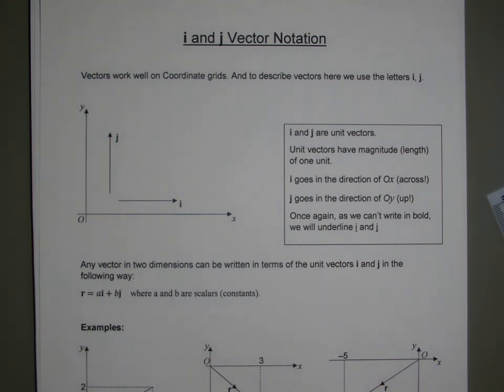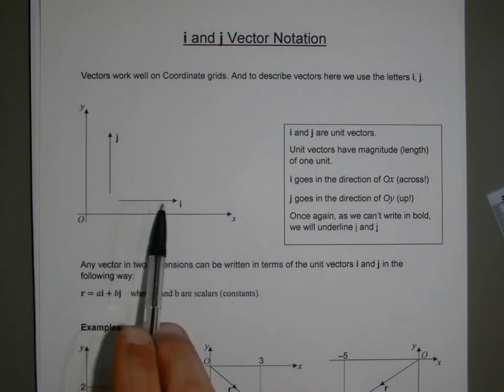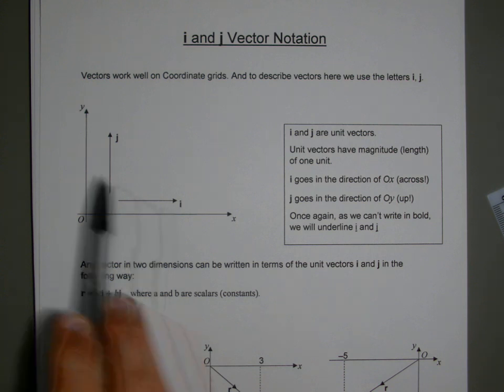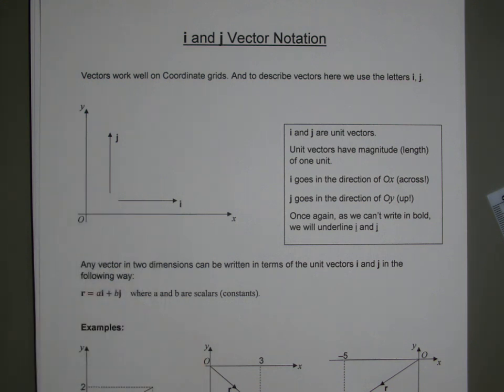But we call them unit vectors. The word unit just means one, essentially. So the length of i is just length 1, and the length of j is length 1. To describe any particular point, we can use a multiple of each of these to get us to that point. Hence we call it the i and j vector notation.